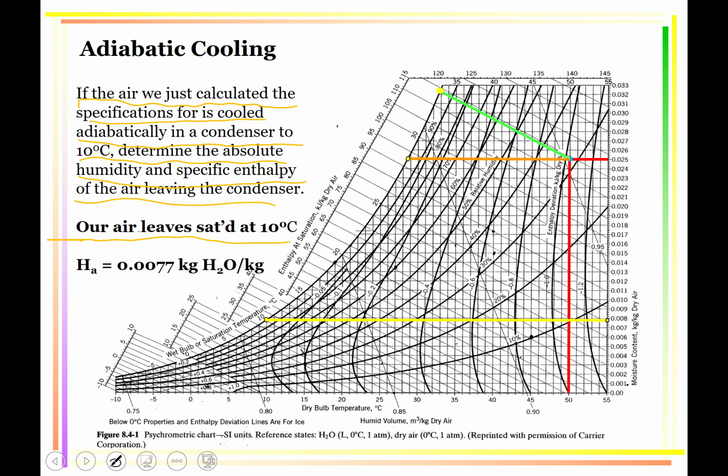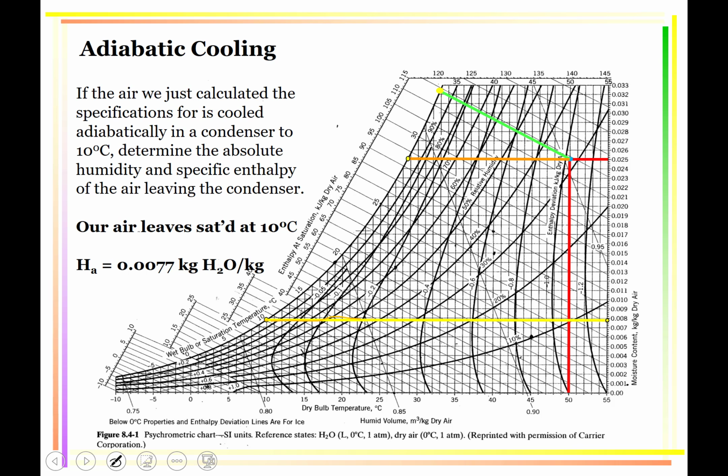So the humidity of our air is saturated at 10 degrees C. So we are going to find here 10 degrees C, there it is, and saturated. So now what is going to be the humidity of our final air, saturated at 10 degrees C?